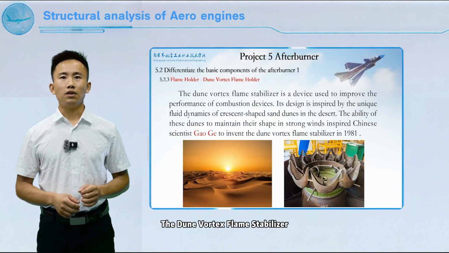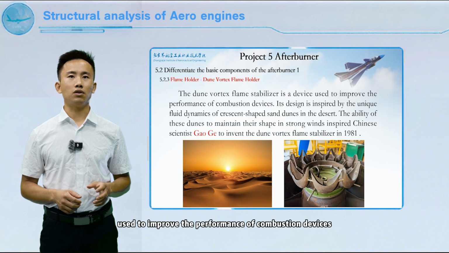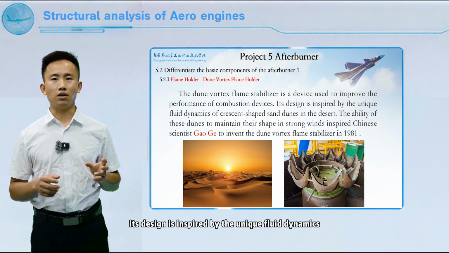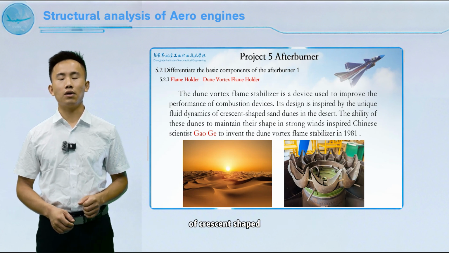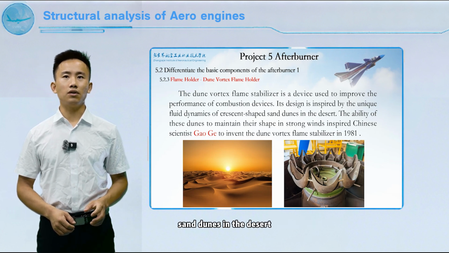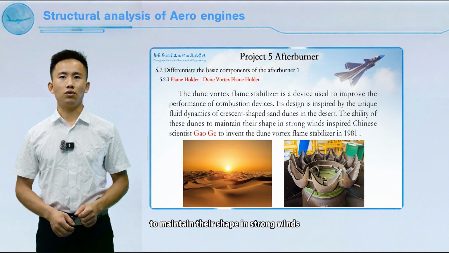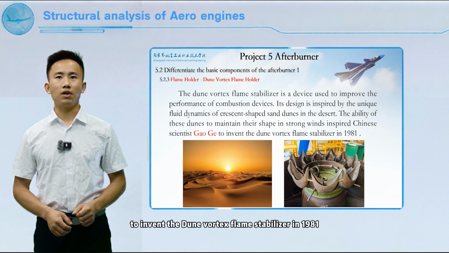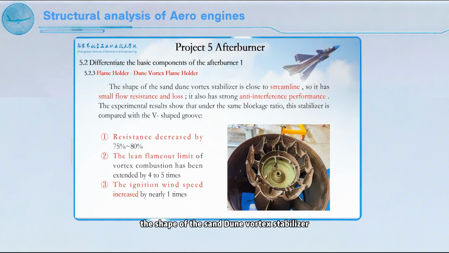The Dune vortex flame stabilizer is a device used to improve the performance of combustion devices. Its design is inspired by the unique fluid dynamics of crescent-shaped sand dunes in the desert. The ability of these dunes to maintain their shape in strong winds inspired Chinese scientist Gao Ji to invent the Dune vortex flame stabilizer in 1981. The shape of the sand dune vortex stabilizer is close to streamline, so the flow resistance and loss are small. It also has strong anti-interference performance.